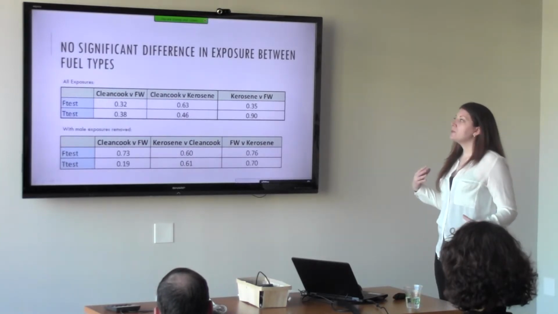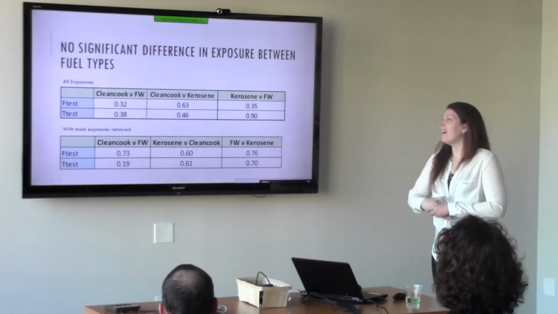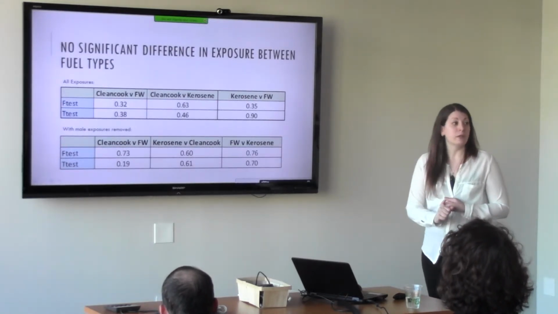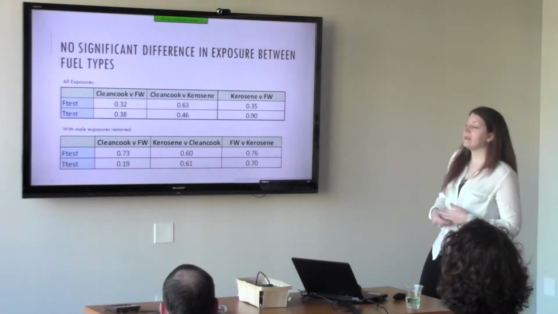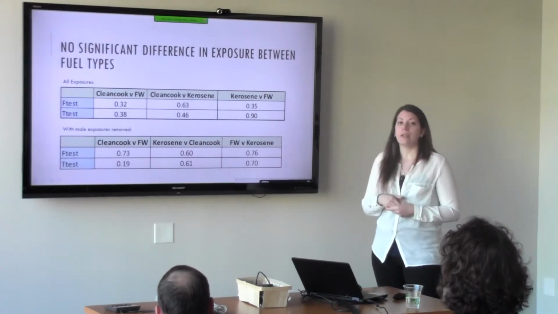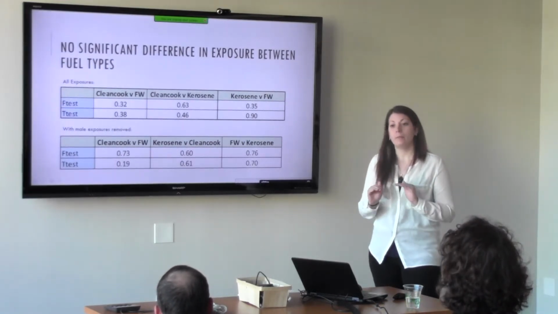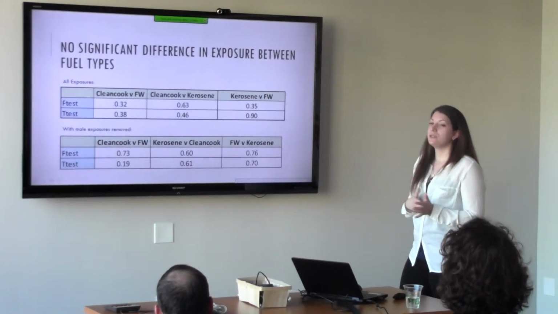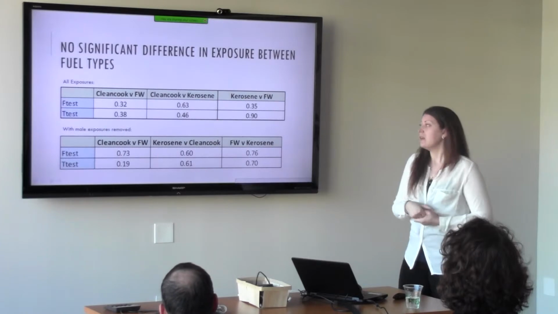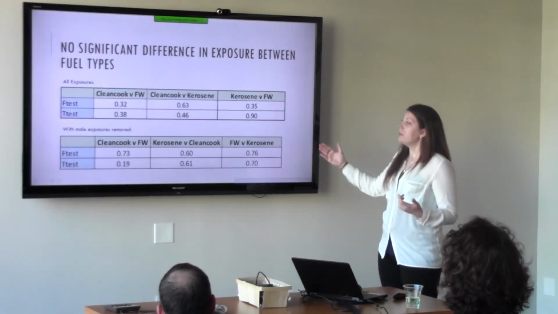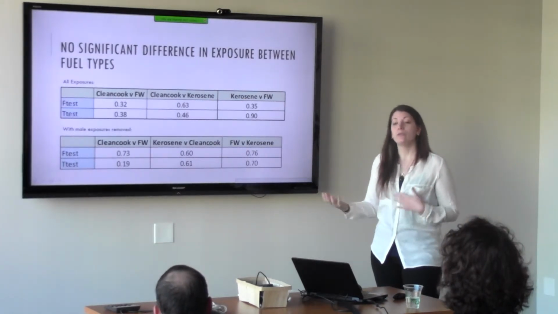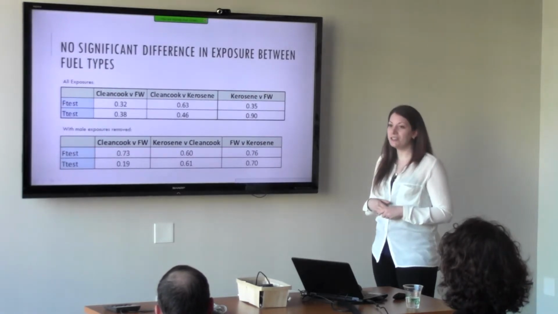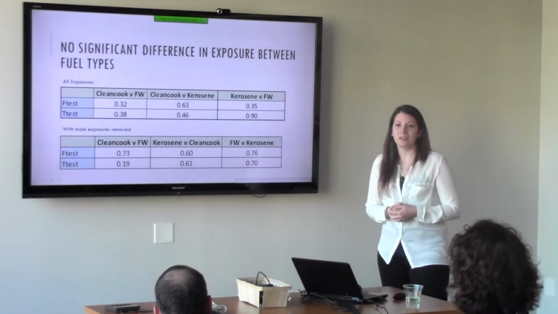Now this was probably the most surprising thing I came up with. We had three stove types, or fuel types. We had clean cook, which was an ethanol fuel, firewood, and then lastly kerosene. And I compared all three. This is not based on pairs, this was just exposure measurements. If we factor all of them in, there was no significant difference between fuel types. But because we had just learned that male exposures are significantly lower, we removed those exposures and did just the women. But while the values changed slightly, still nothing came back significant.